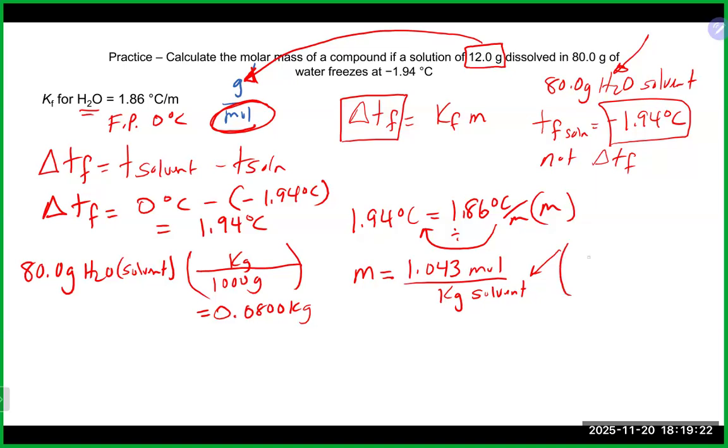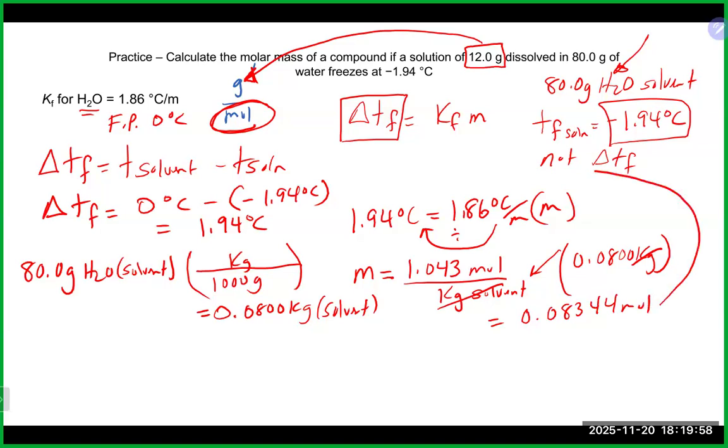And I'm going to times this by 0.08 kilograms. That's going to cancel out because, again, that's my solvent. And that's going to give me the moles of my solute, which is what I'm looking for. So we're going to end up with 1.04 times 0.08, going to give me 0.08344 moles. So at that point, I now have the bottom piece of what I need.